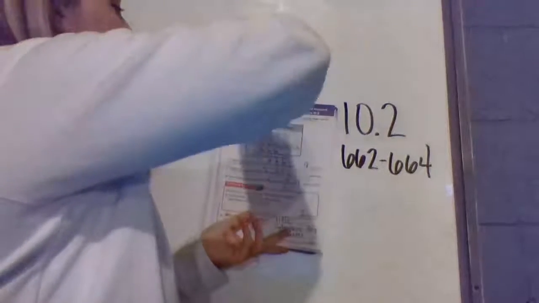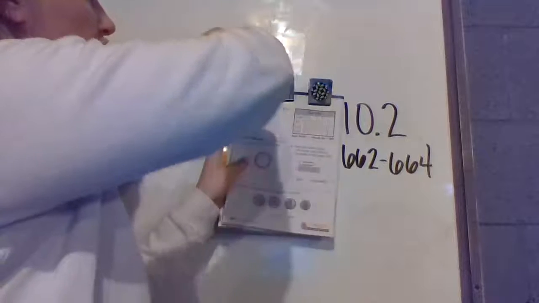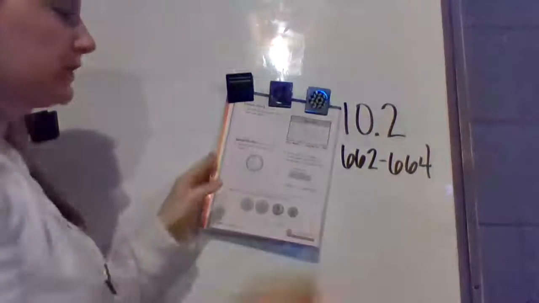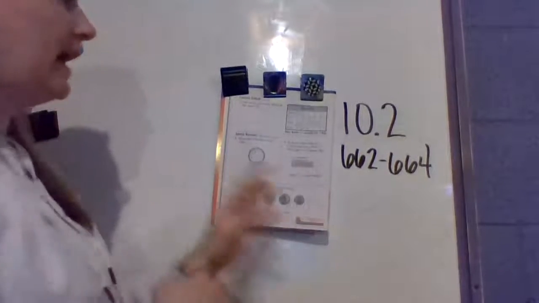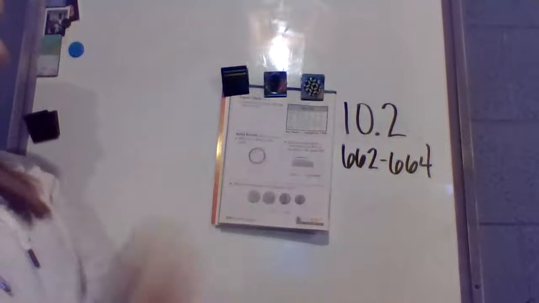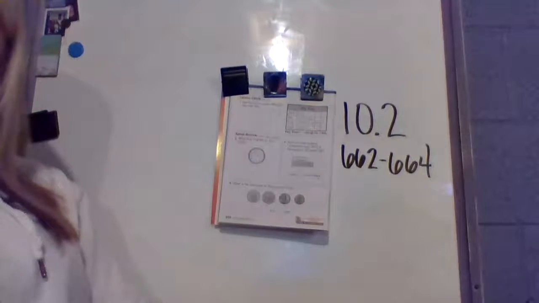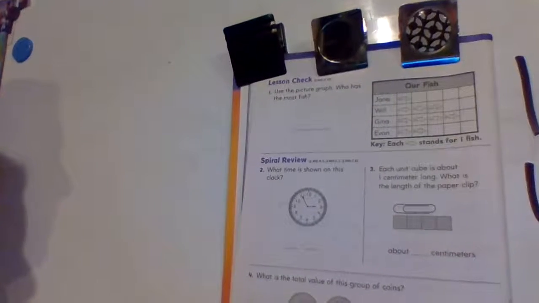We are on 664. Okay, we have another picture graph. It says our fish. Jane has 1 fish, Will has 3 fish, Gina has 4 fish, and Evan has 2 fish. Each fish stands for 1 fish. Who has the most fish looking at that picture graph? Take a look. Who has the most amount? You are right. It is Gina.